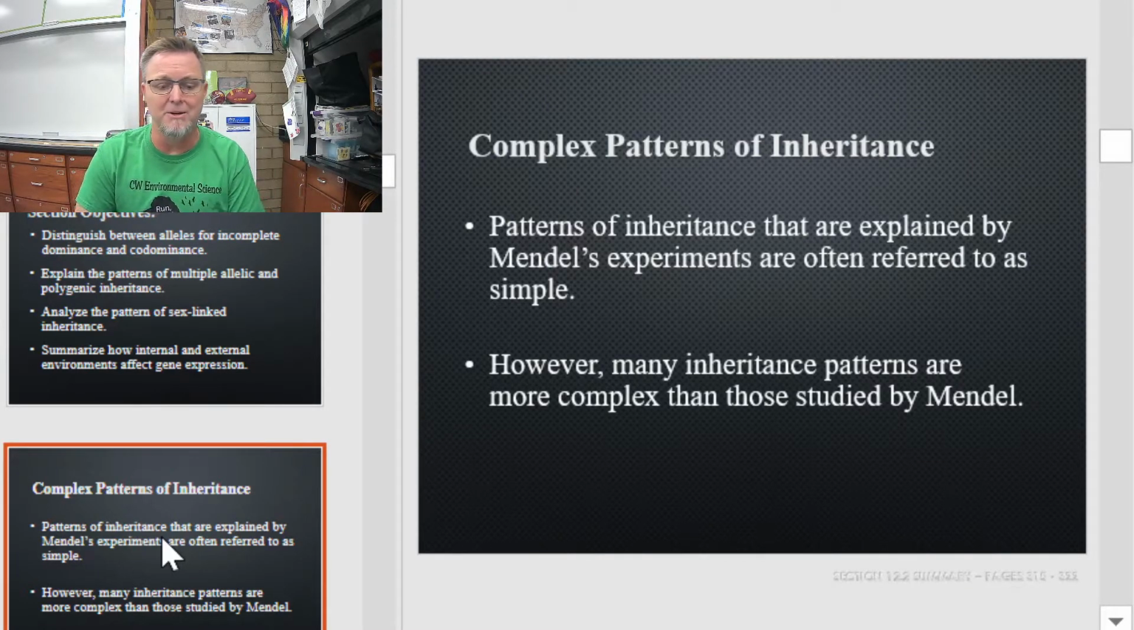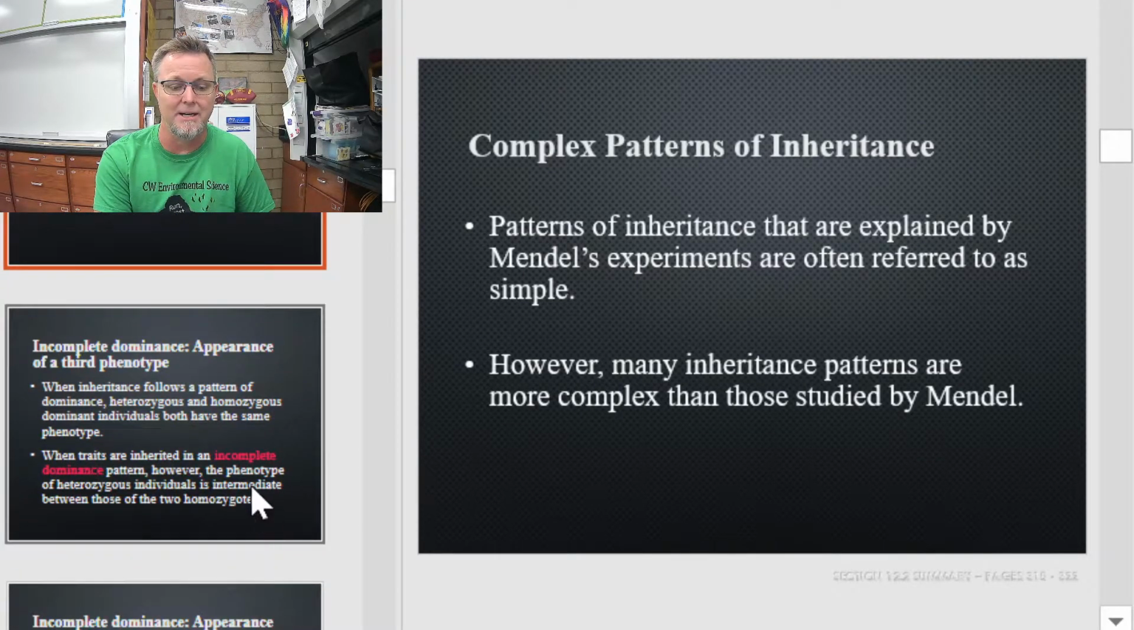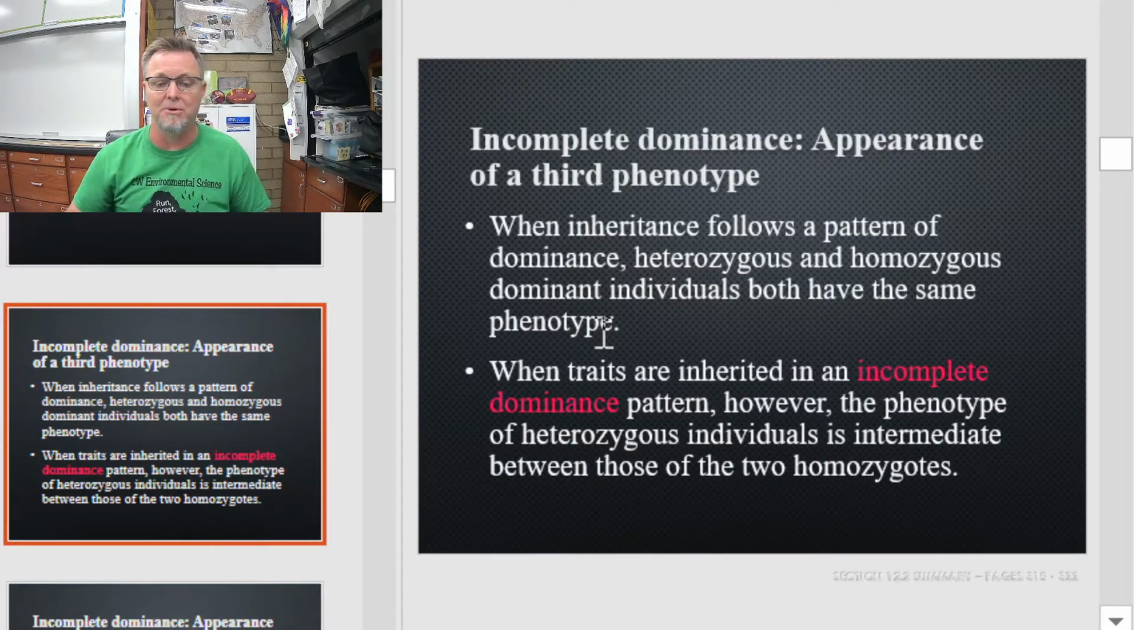So complex patterns of inheritance, learn it like this. Patterns of inheritance that are explained by Mendel's experiments are often referred to as simple inheritance, but many inheritance patterns are way more complex than what Mendel's simple processes portrayed, okay? So we're going to dive in first to the world of incomplete dominance, or the appearance of a third phenotype. If we were talking about tall plants and short plants, Mendel's original experiment, and those plants exhibited incomplete or even codominance, Mendel would have had a huge problem on his hands.